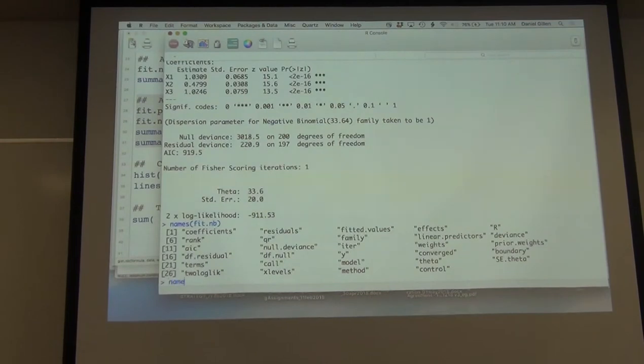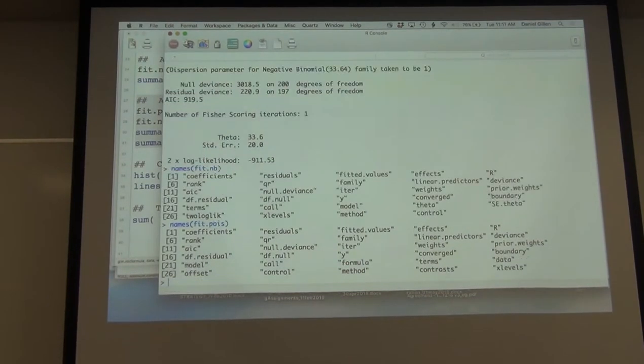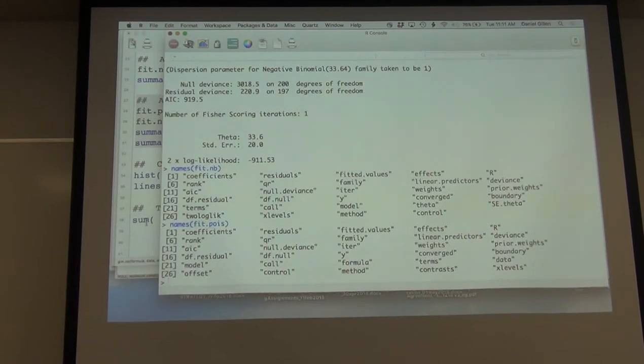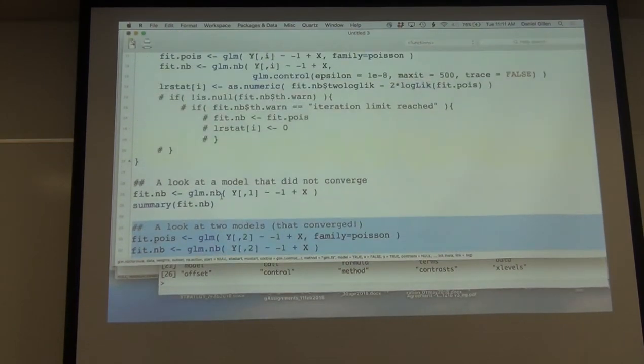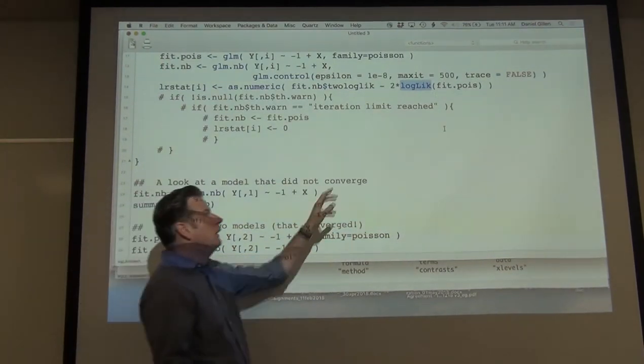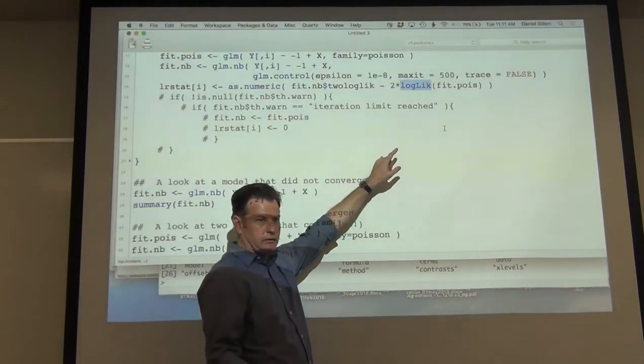If you look at the names for a fit from a Poisson model, there is no log likelihood floating around there. It does not give it back as a standard element in that object, okay? So you've got to pull it off in a different way. It's easy to do. You can pull it off just with the function logLik. That's just a generic function for any regression model based upon maximum likelihood. It'll go through and pull off the log likelihood value for you.